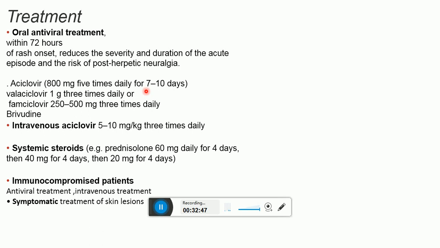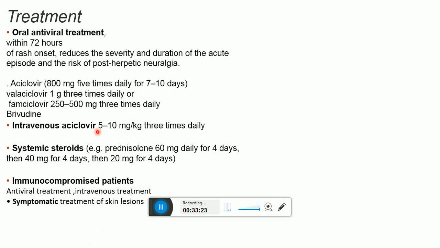Valacyclovir is 1 gram 3 times daily. Famciclovir 250 to 500 mg 3 times daily. These have more convenient regimens, are better tolerated, and are at least as effective as acyclovir. Brivudine is available in some countries. Fatal interactions with 5-fluoropyrimidines have been reported, and it should not be used in combination with 5-fluorouracil.